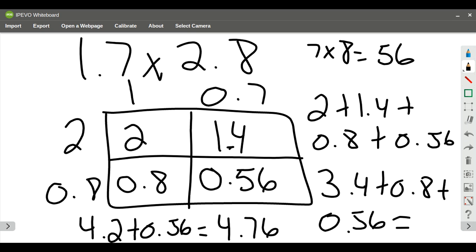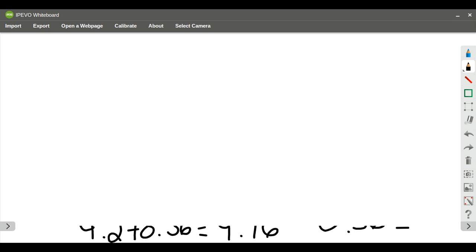So there I'm going to have 4 and 76/100 miles in 2.8 hours. Alrighty, let's go ahead and take a look at your guided practice for today on page 197. All right, so number 1 says, how is multiplying two decimals different from multiplying one decimal by a whole number?